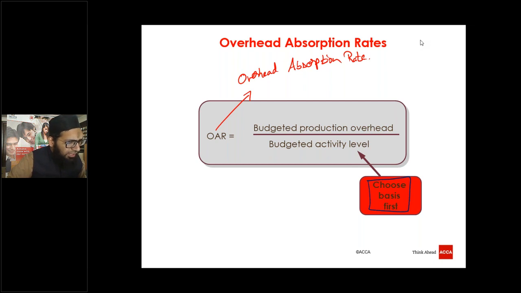Please discuss any detailed question on that. Dear, we will be discussing some questions on each and every topic. Yes, one of the students has asked me that OAR comes under absorption costing, right? Yes, this is right. This is absolutely right.